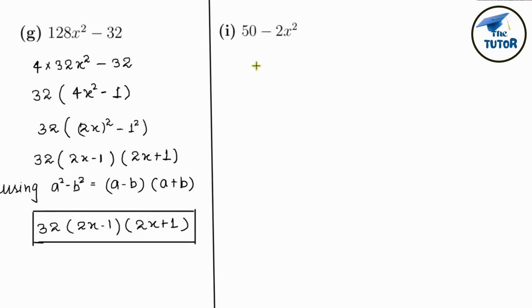Okay. Again, what we are going to do is let's take 2 common. I can write 50 as 25 times 2, right? And negative 2x square. What is common in both the terms? 2. I can write 25 minus x square inside the bracket.